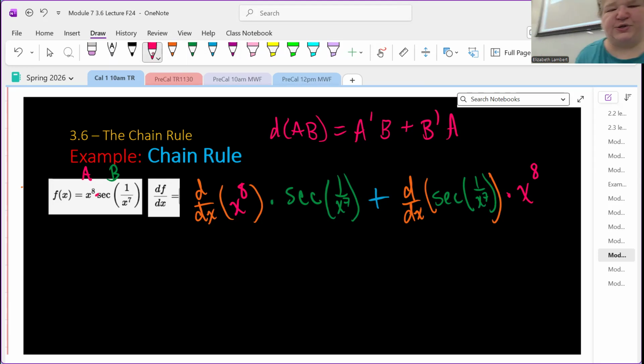Right, so I use my differential notation just to practice the product rule. Derivative of one thing times original of other plus derivative of other times original of first thing. Now, before we start doing the actual derivatives, the 1 over x to the 7th, I'm going to rewrite that as x to the negative 7th. That way, when we get to the derivative of the inside, it's a power rule instead of a quotient rule.